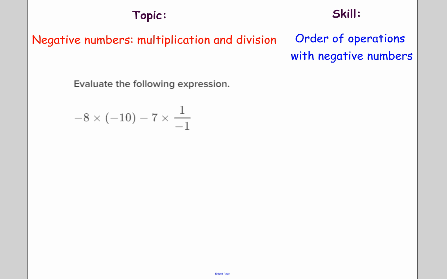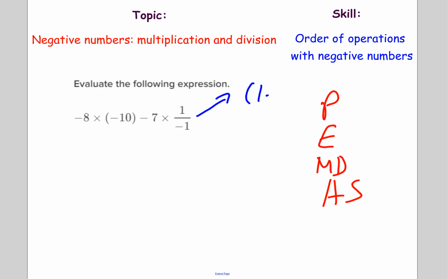Order of operations with negatives. Parentheses, exponents, multiplication and division, addition and subtraction. All right, so this one, you might say there's no operations inside parentheses, but a fraction bar, if this can be simplified, you can kind of think of this as 1 divided by negative 1 in parentheses, because this can be simplified to be an integer.